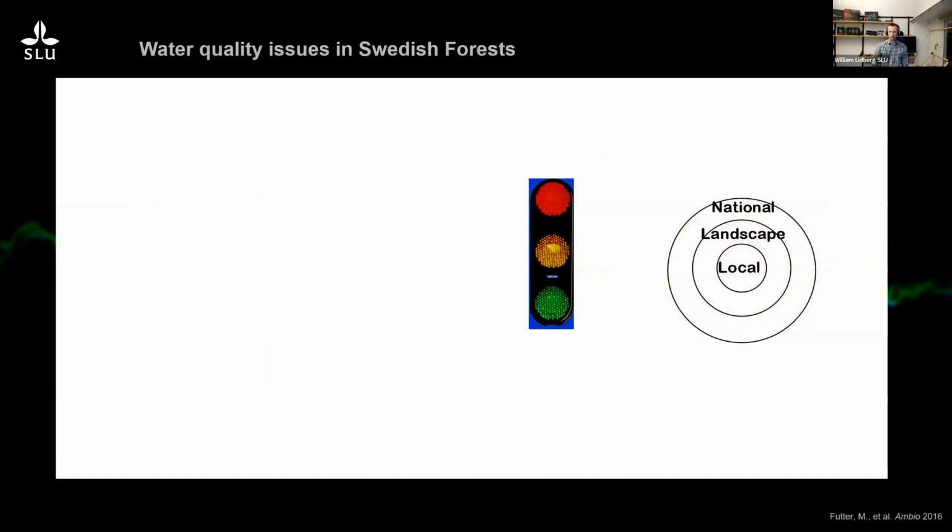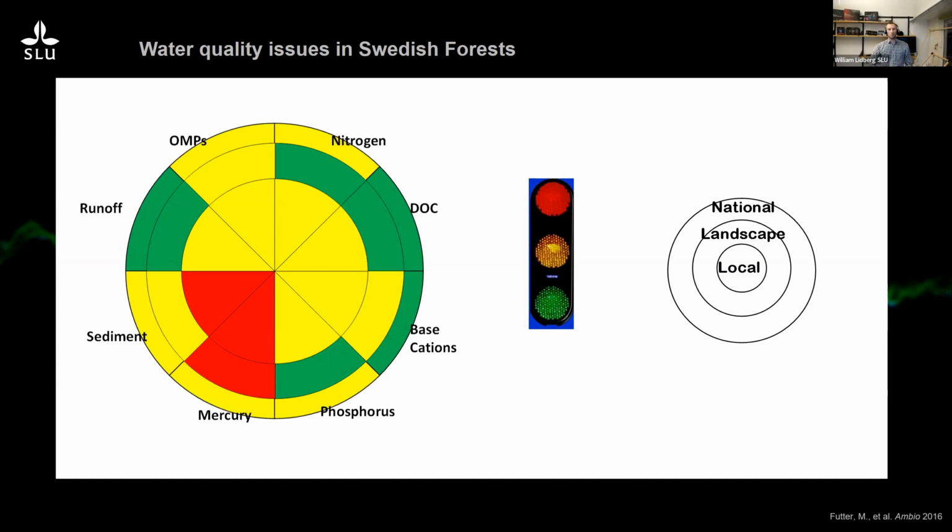So I'm going to discuss a few of the water quality issues in Swedish forests first. And I have this cool graph. The rings will represent the scale. So the inner ring is local, then landscape and national scale. And the colors are going to represent how severe the problem is. So for example, the red areas are issues on water quality caused by sediment and mercury. And those are quite severe on both a local and regional scale.